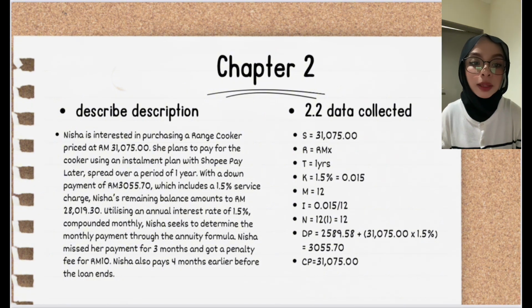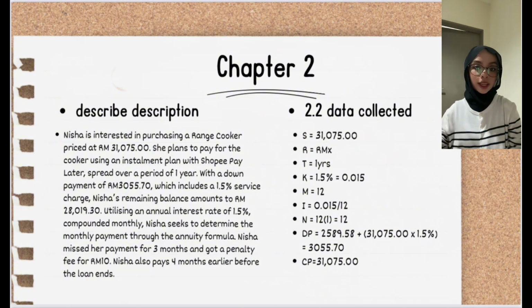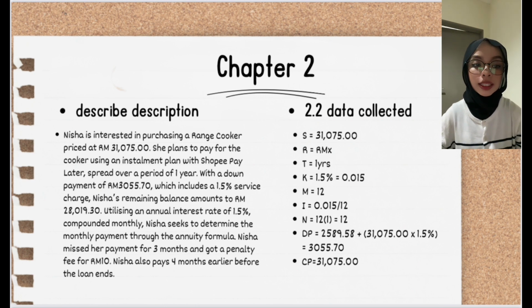Nisha seeks to determine the monthly payment through the annuity formula. Nisha missed her payment for 3 months and got a penalty fee of RM 10. Nisha also pays 4 months earlier before the loan payments.